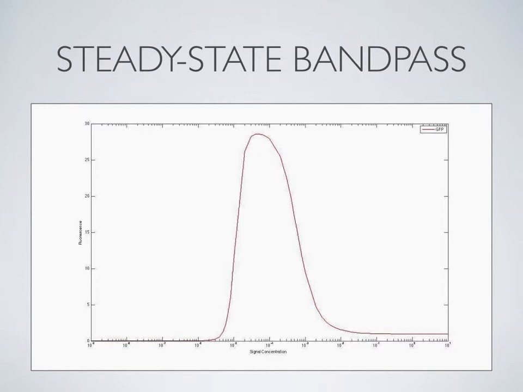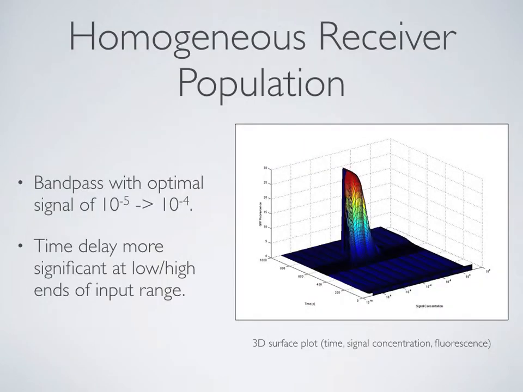In this graph, I'm considering the steady state levels, when I pulse in a certain amount of signal and hold it there constantly. Here, we only get a GFP response when the signal is in intermediate range. Thus, it shows the bandpass nature of each receiver subpopulation. Here, we see that similar bandpass behavior, as concentration is on the y-axis and time is on the x-axis. The bandpass is optimal around 10 to the negative 5th to 10 to the negative 4th. However, on the ends of the bandpass range, we see significantly more time delay, which means the receivers are slower to respond to that level of signal.